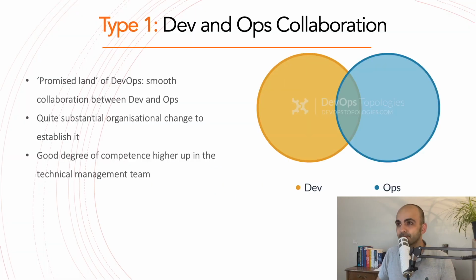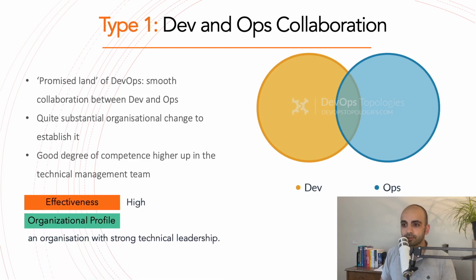Type 1, Dev and Ops Collaboration. That's actually the promised land of DevOps, a smooth collaboration between Dev and Ops. This one needs a lot of organizational structure change, and many organizations are not ready for it. An organization that wants this should have a good degree of competence about technical issues, not only in the developers or grassroots members, but also in management and higher up in the company. Effectiveness is pretty high, and the organizational profile would be an organization with strong technical leadership.